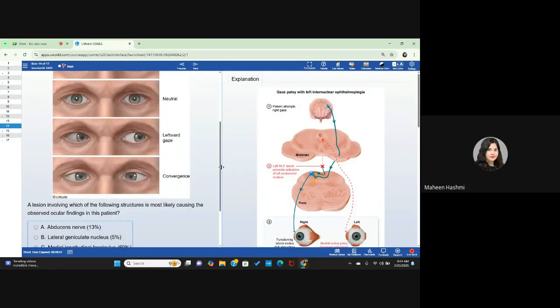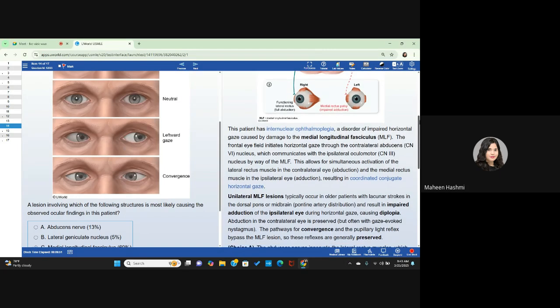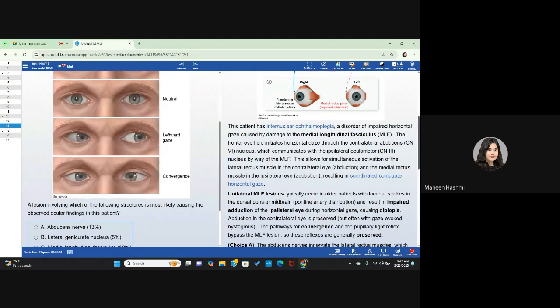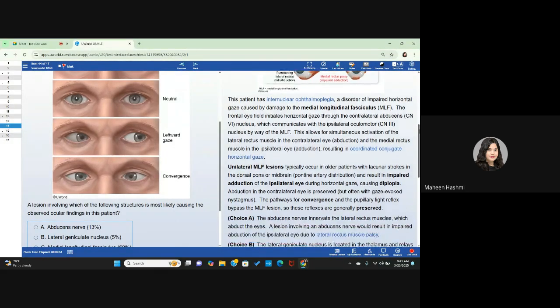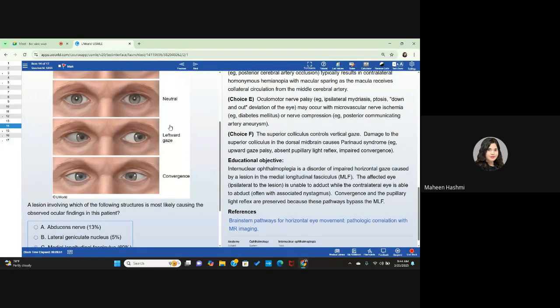Yes. So again, internuclear ophthalmoplegia is a very easy concept. The patient has internuclear ophthalmoplegia, which means it's a disorder of impaired horizontal gaze. It's because of damage to the MLF, the medial longitudinal fasciculus. Again, just remember this. Do not go into the dynamics of it. Just remember what type of gaze is affected. The pathways for convergence and the pupillary light reflex bypass the MLF lesion, and that is why those reflexes are preserved. Again, easy topic.